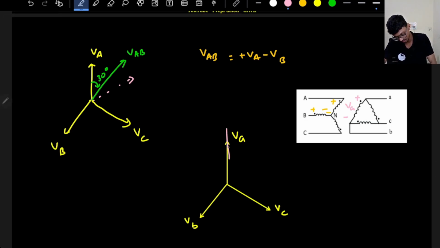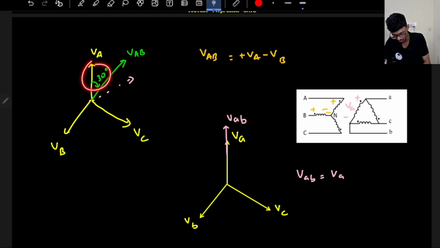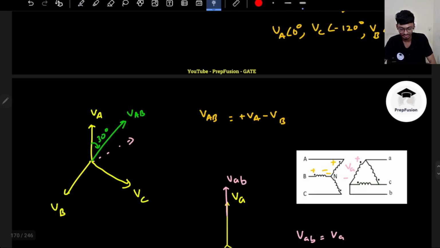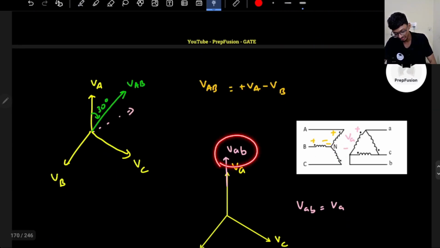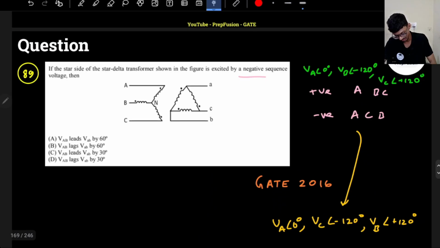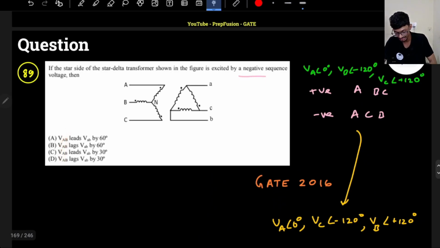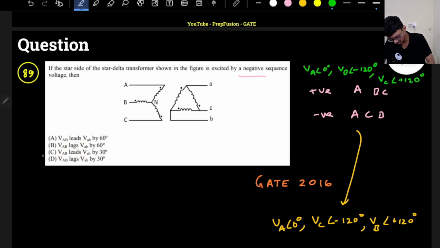So small VAB is plus VA only, so it is in the same direction as VA. This is my small VAB. So what is the phase difference? 30 degrees. So my capital VAB lags small VAB by 30 degrees, or I can say small VAB leads capital VAB by 30 degrees. But here capital VAB is there, so capital VAB lags small VAB by 30 degrees. So option C will be the correct answer here.